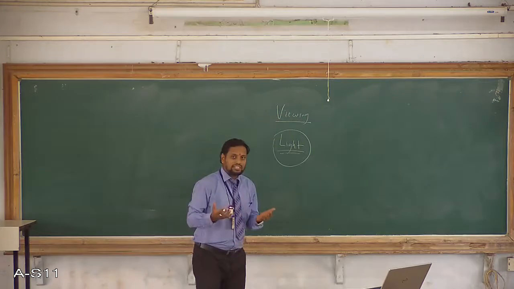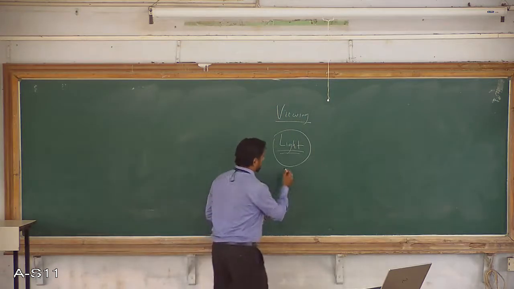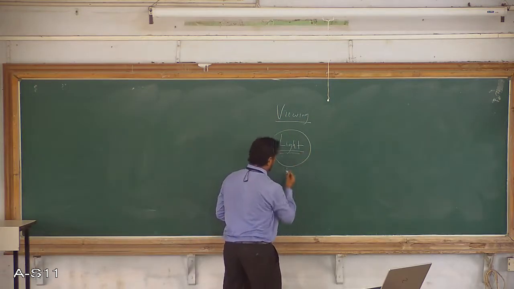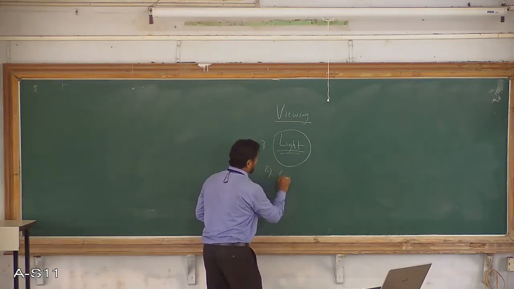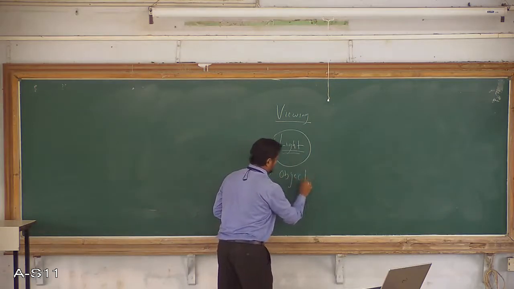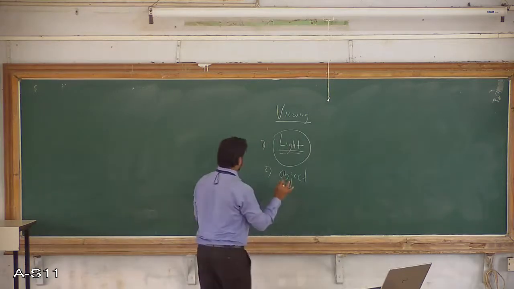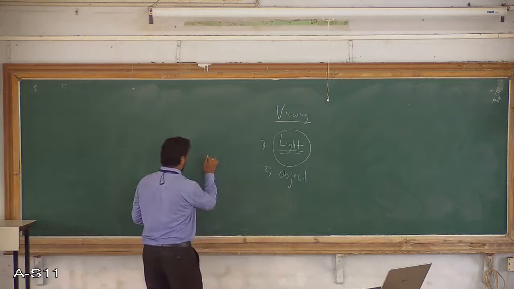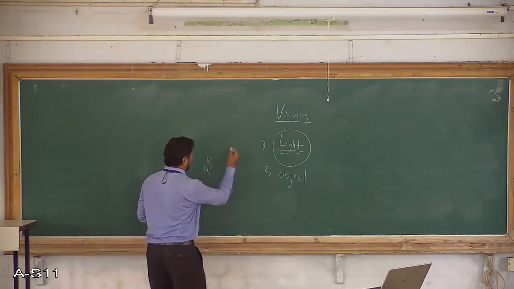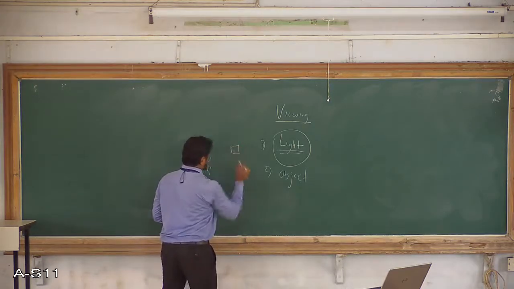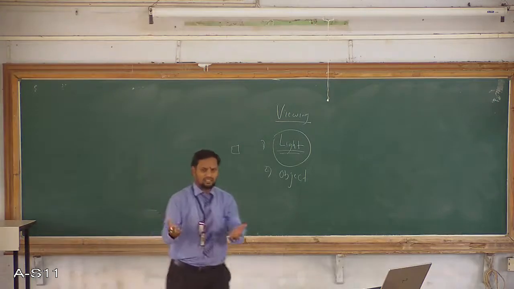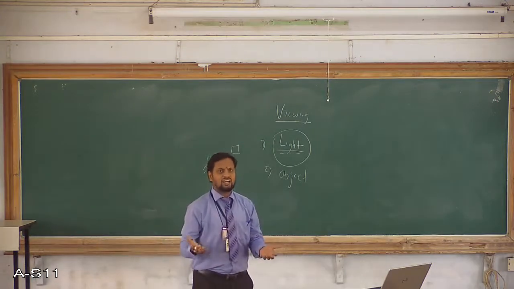To view something, you need an object. So the basic entity is light, and secondly, you need an object. When I say you are viewing something, you are here and there is an object here. The object could be anything. It could be a table, a chair, a tree, a house, anything.